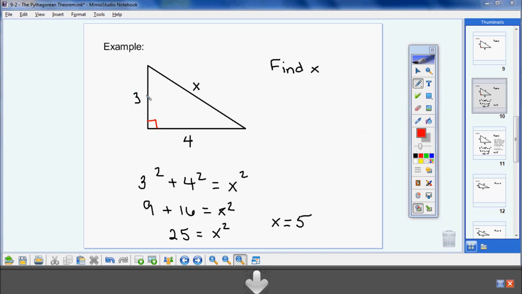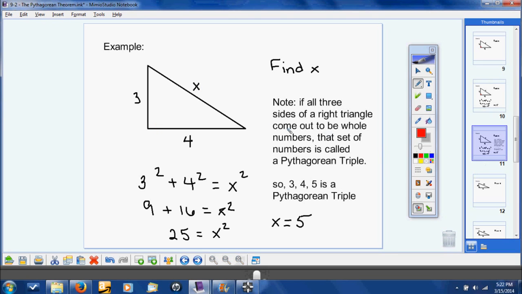Now, when all three numbers for the sides of a right triangle come out to be whole numbers, there's a special name for that. And that special name is a Pythagorean triple. If all three sides of a right triangle come out to be whole numbers, that set of numbers is called a Pythagorean triple. Okay, so 3, 4, 5 is a Pythagorean triple.